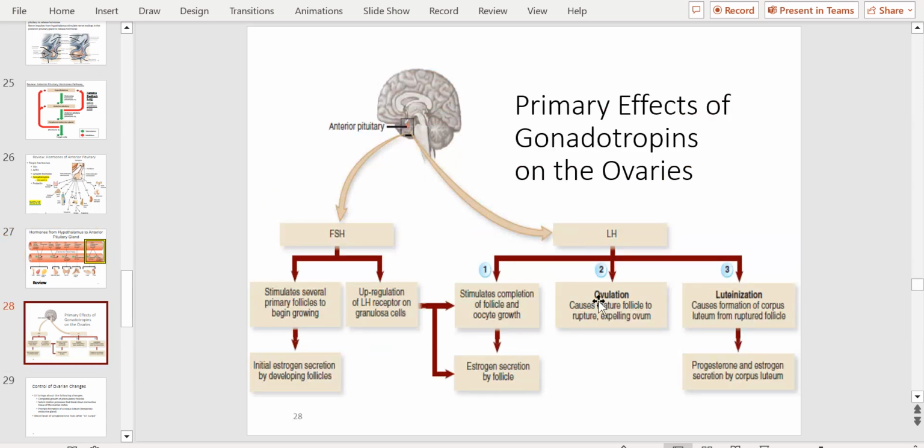Then you've got luteinizing hormone, which stimulates the completion of follicle and oocyte growth, with estrogen secretion by the follicle. Ovulation causes the mature follicle to erupt, expelling the ovum. And then we have luteinization, which causes the formation of the corpus luteum from the ruptured follicle, with progesterone and estrogen secretion by the corpus luteum.